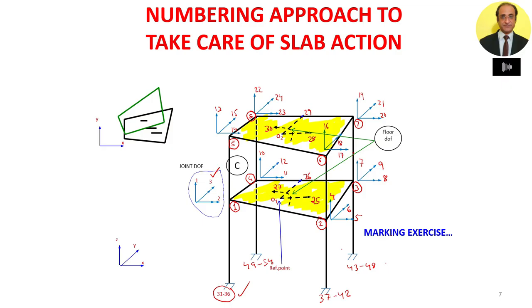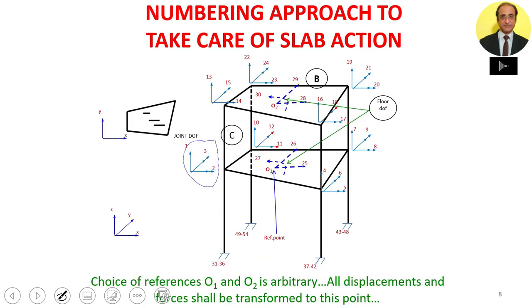So it's different from the numbering we have followed so far. This is how the numbering will now look. The choice of the reference points O1 and O2 here is a bit arbitrary. All the displacements are transformed to this point. Similarly, we will be transforming the forces also to this point.